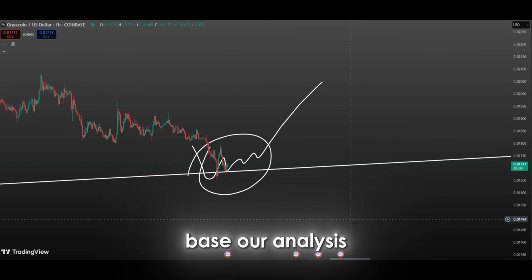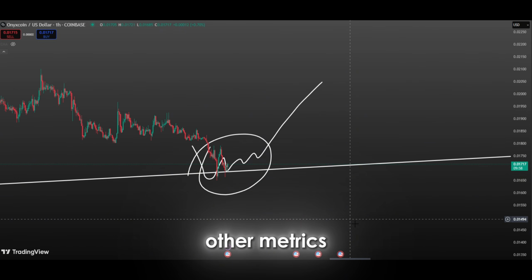But we cannot base our analysis solely on trend lines. Let's now take a look at other metrics.